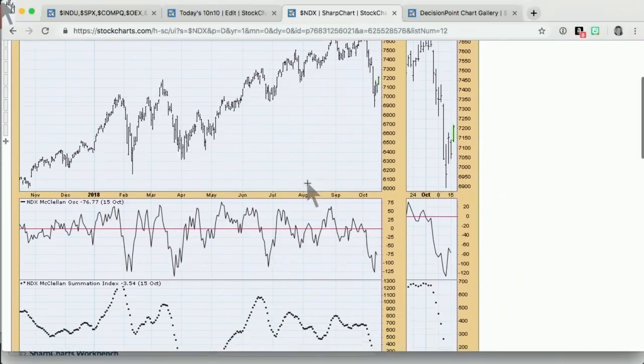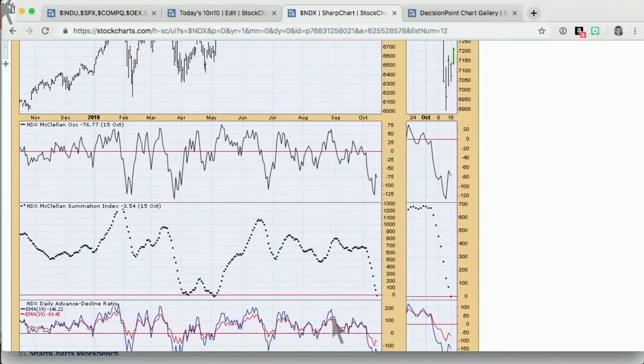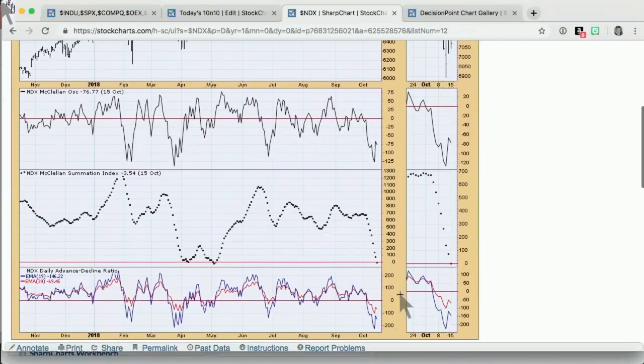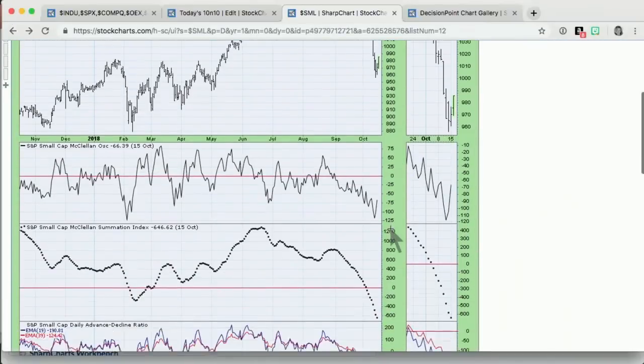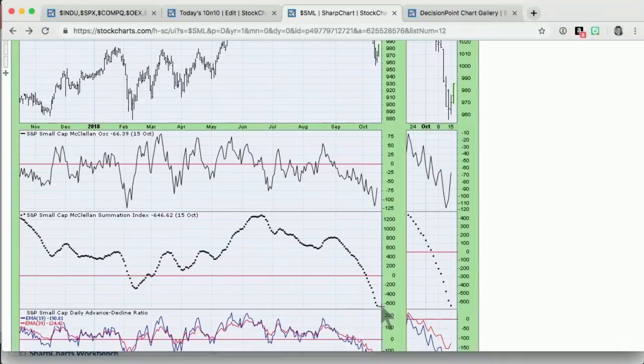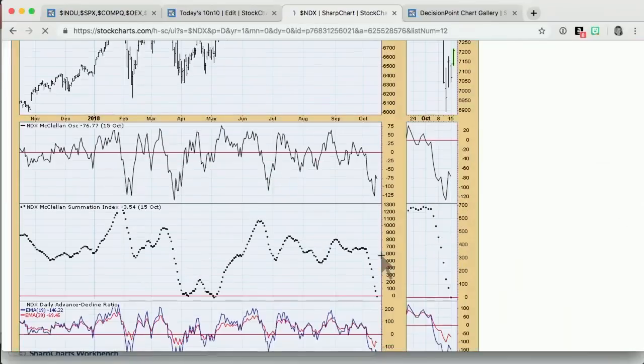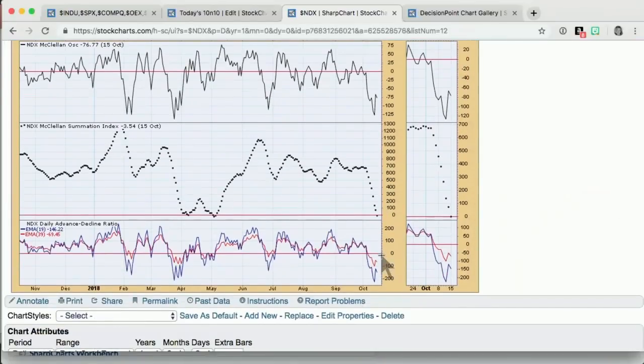All right, so when we look at the oscillator here, one thing I noticed right off the bat from comparing the S&P 600 to the Nasdaq 100 is the summation index is well above 0 pretty much the whole time. And if we look at the small caps, look at how far below the 0 line. So we're looking at small caps being even further oversold than the Nasdaq at this point. And again, there you go.